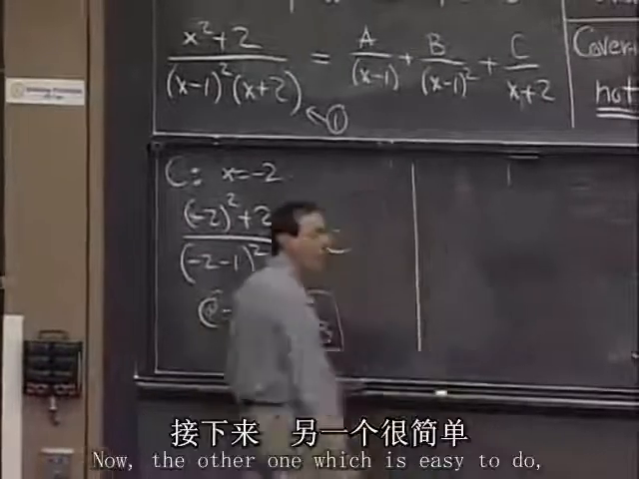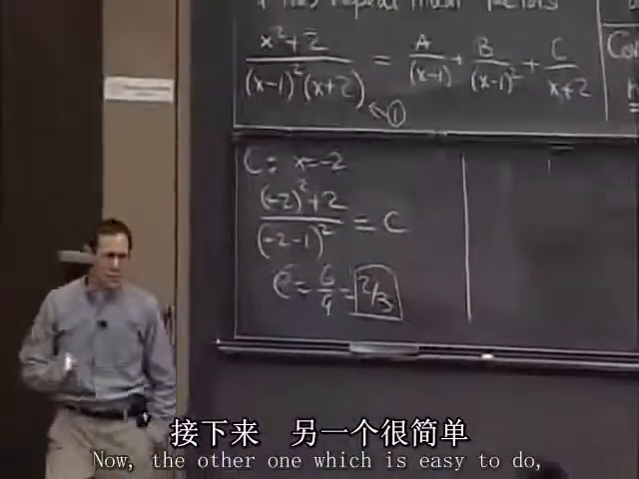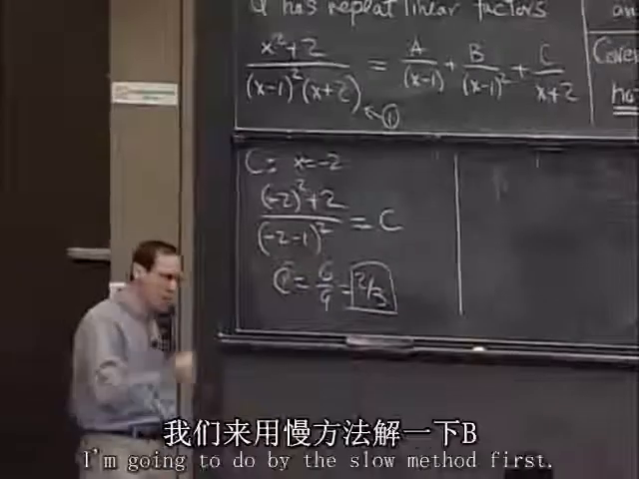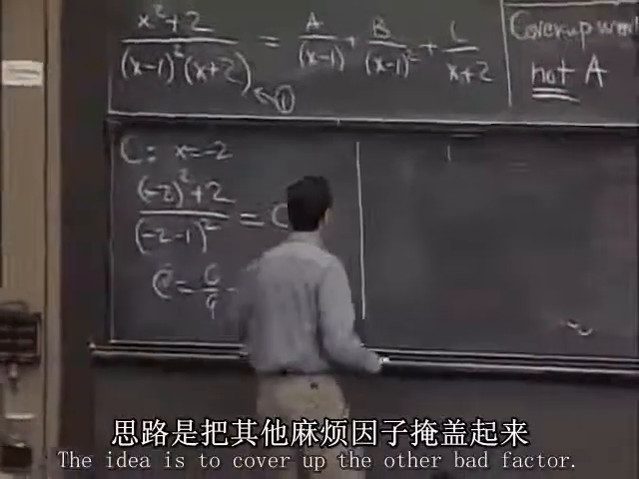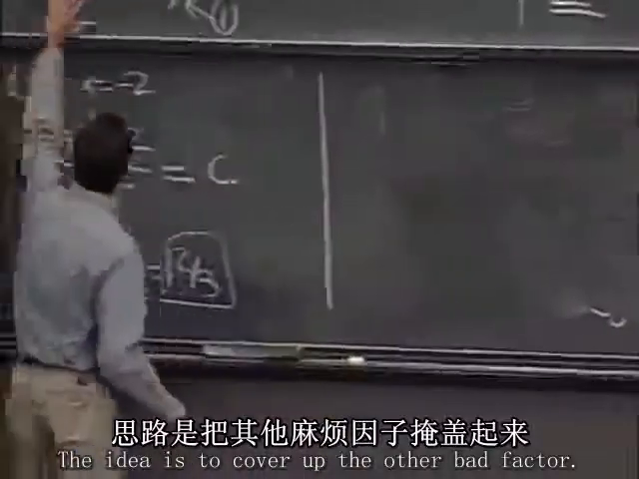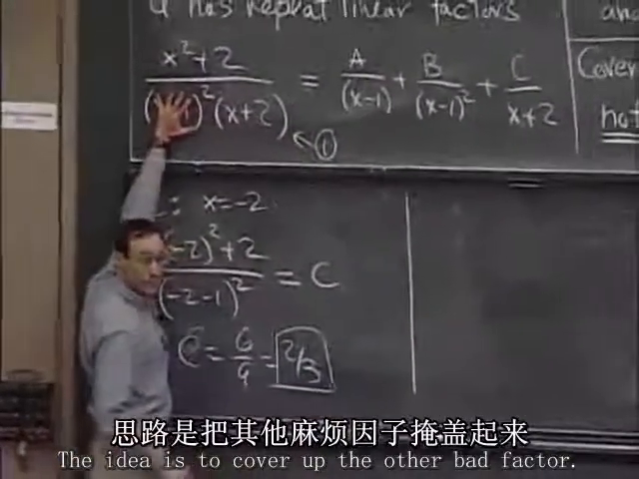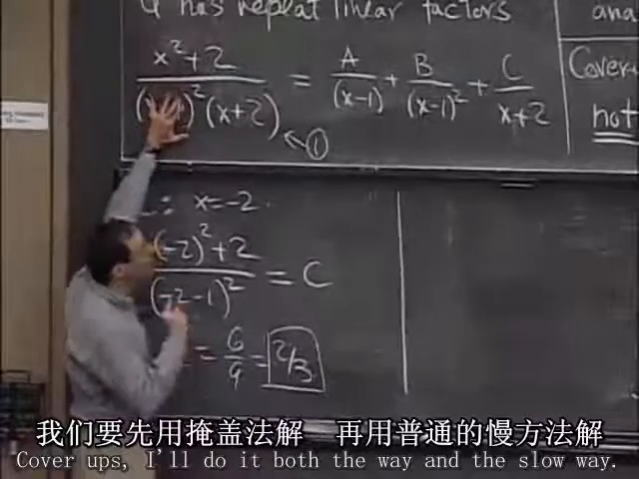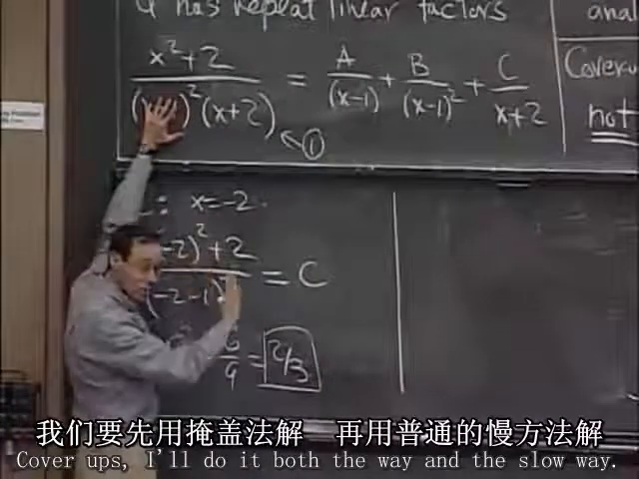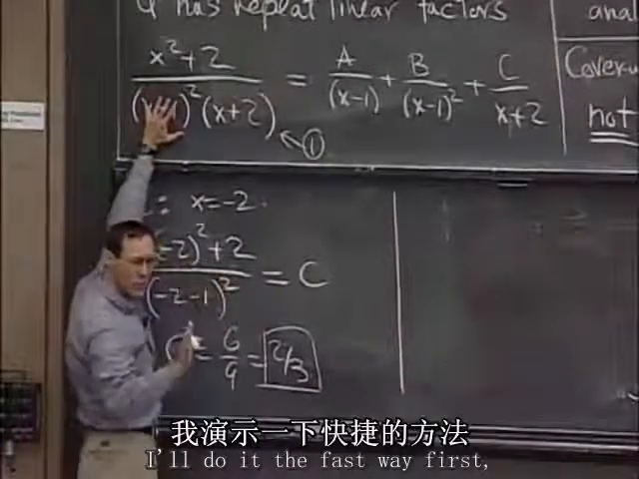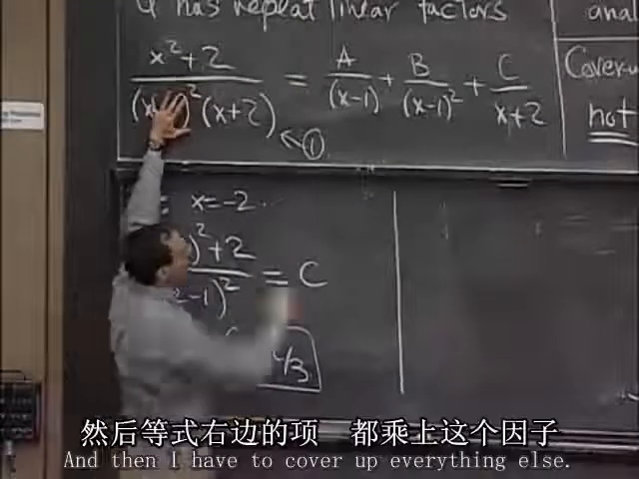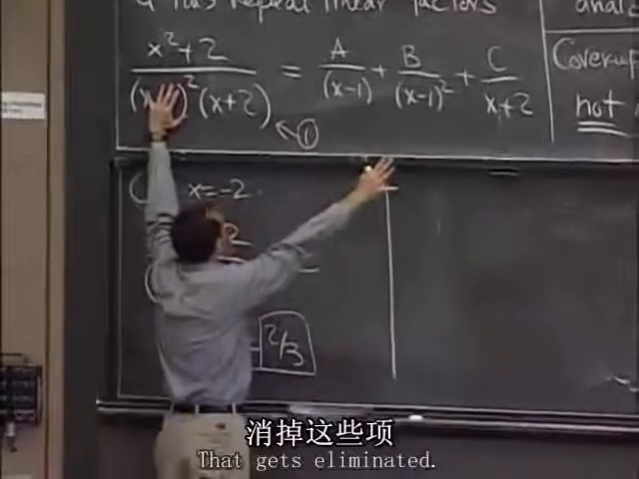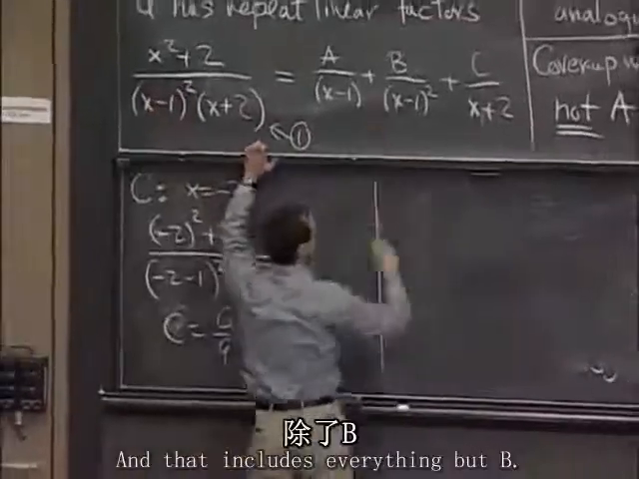Now, the other one, which is easy to do, I'm going to do by the slow method first, but you can omit a term. The idea is to cover up the other bad factor. Cover up, so I'll do it both the fast way and the slow way, but I'll do it the fast way first, and then I'll show you the slow way. The fast way is to cover this up, and then I have to cover up everything else that gets eliminated, and that includes everything but b.